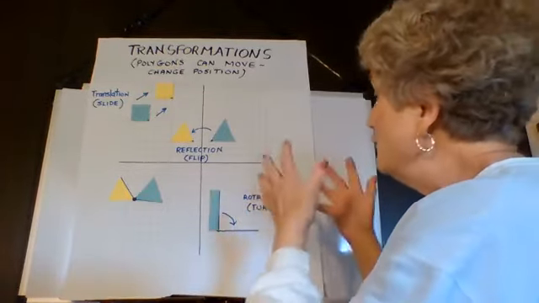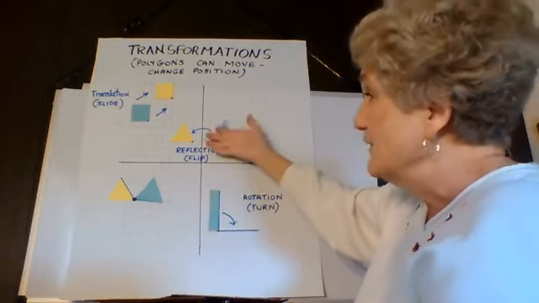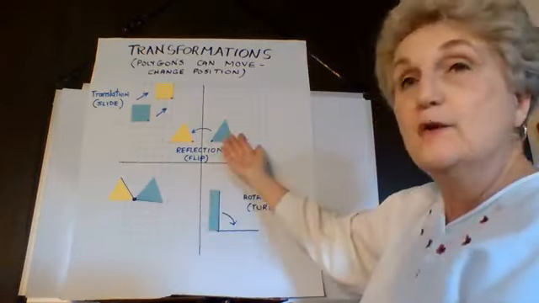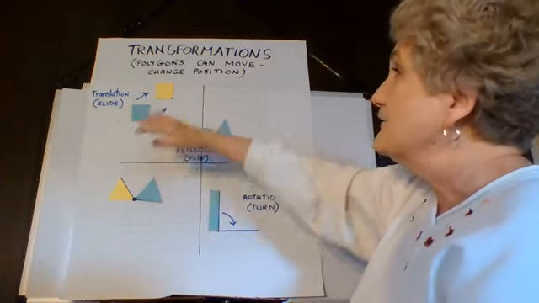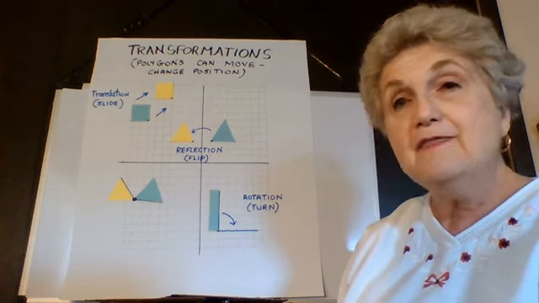So figures can rotate. Figures can flip over the axes. This one could also have flipped over the x-axis too. I just showed you one flipping over this axis. And figures on a coordinate plane can also slide. Okay, that's about it for now.